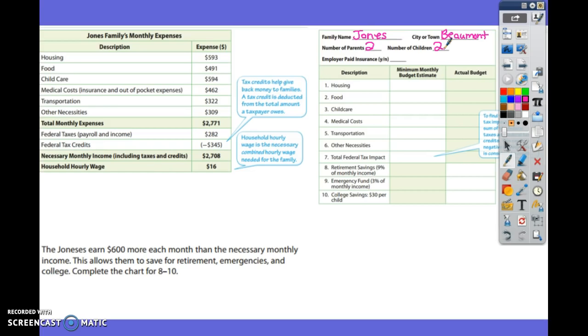Their housing is going to be $593. Their food is going to be $491. Child care is $594. Their medical cost is going to be $462. Their transportation is $322. Other necessities is $309.